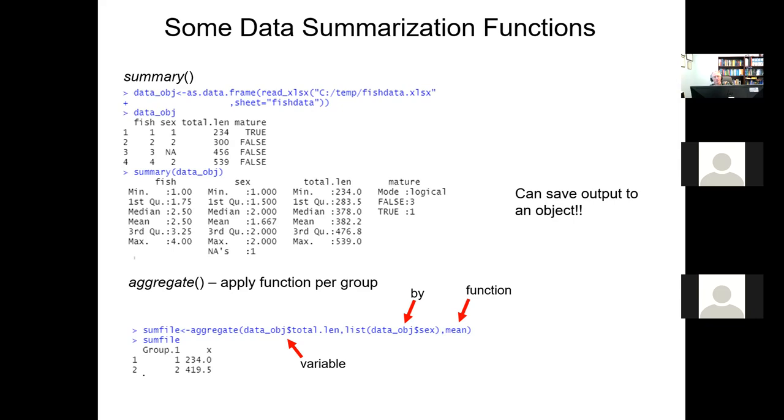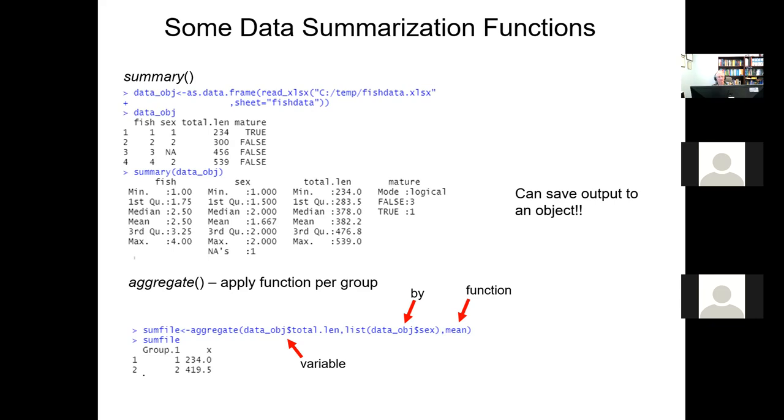You can see here below, if you go up to the fourth column that says mature, the mode says it's logical, and there are 3 FALSE and one TRUE value. If you wanted to use this function and save the results, you would just put an object name before it with the arrow before summary, and it would save all these results into its own object. So anything that produces output, you can save within another object. Keep that in mind.